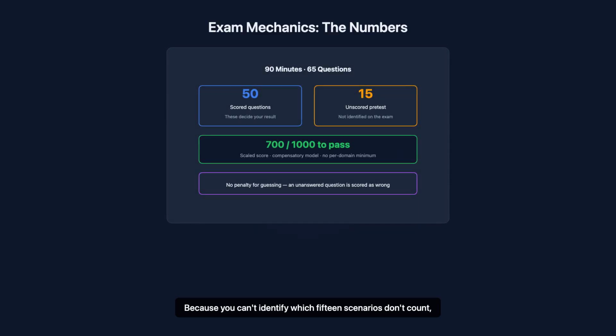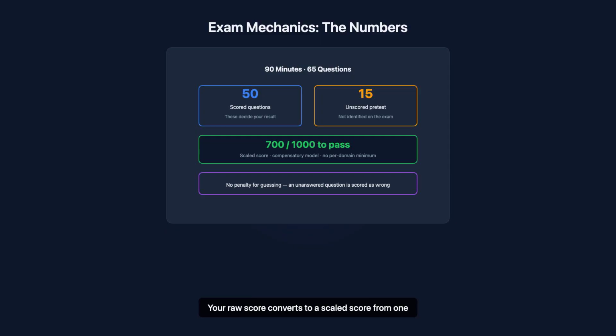Because you can't identify which 15 scenarios don't count, your only rational strategy is to answer all 65 as if each one matters. That's the single practical consequence of how this exam is structured. The mechanics behind it: you get 90 minutes for 65 scenarios, 50 of which are scored, and 15 of which are unscored pretest items Amazon Web Services is evaluating for future exams. Those 15 are not marked.